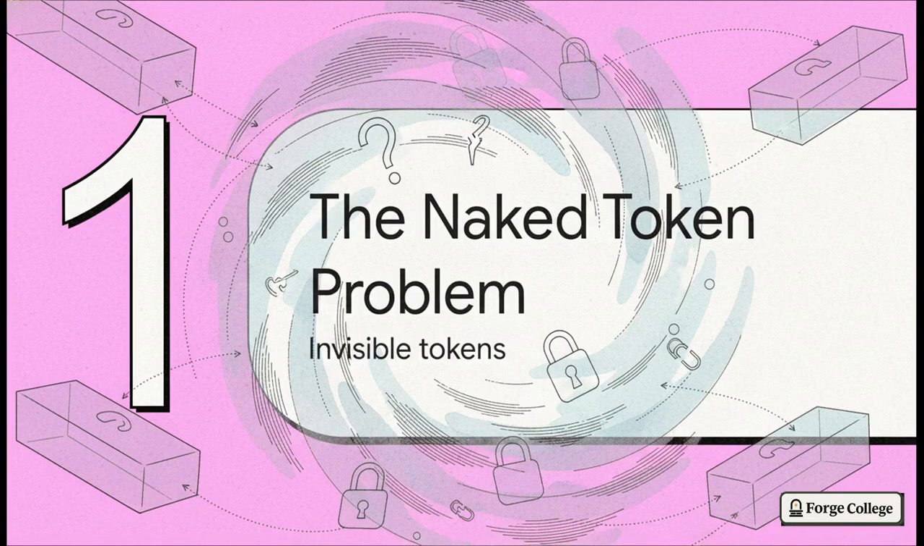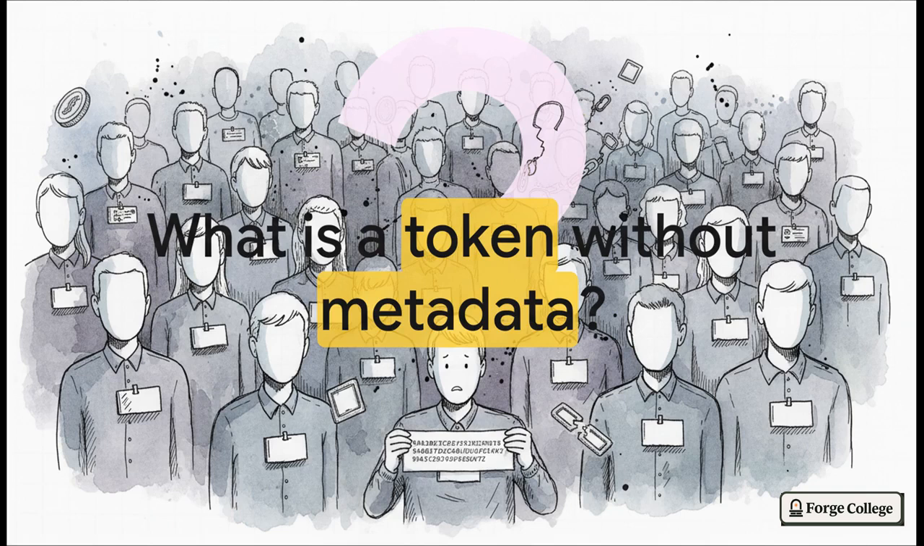Let's kick things off with Section 1, the naked token problem. So, in our last lesson, we built a token that was perfectly functional but completely invisible. A naked token. You did all the heavy lifting, setting up the mint authority, funding the accounts, which is fantastic, but right now, your token is practically a ghost. So I have to ask, what really is a token without metadata?